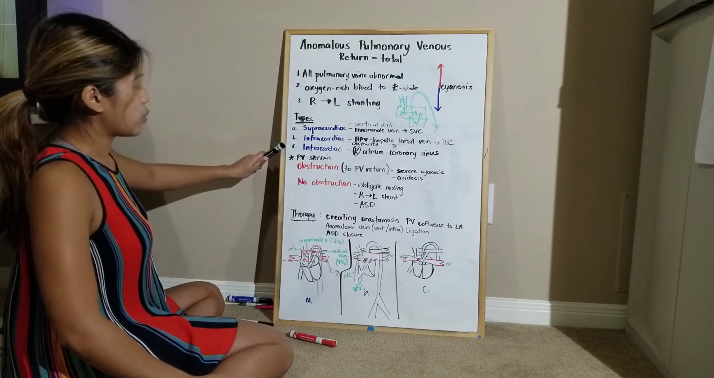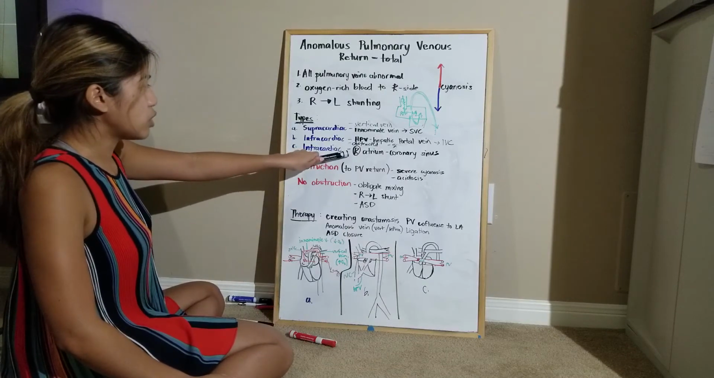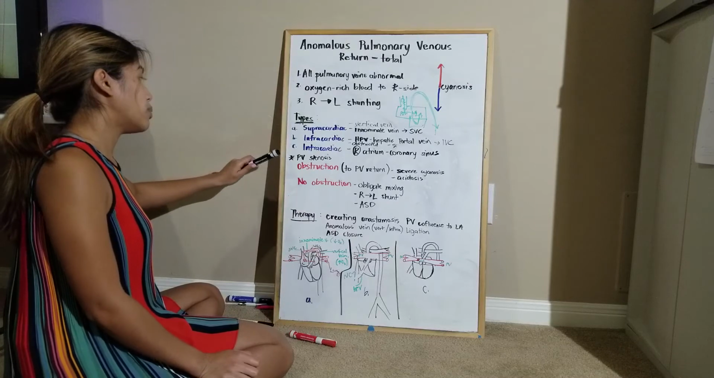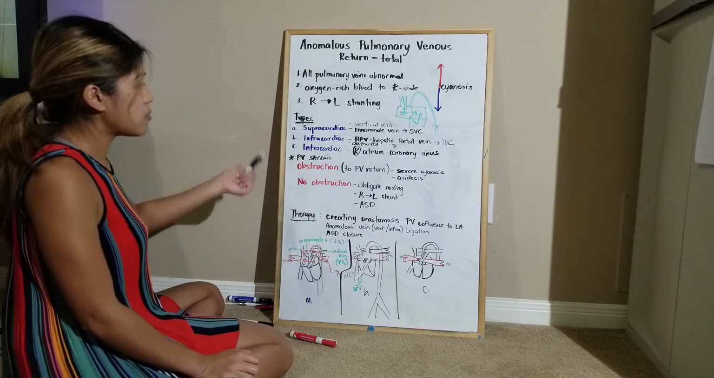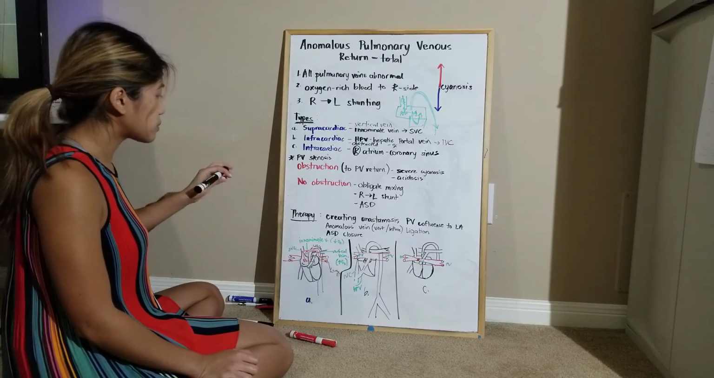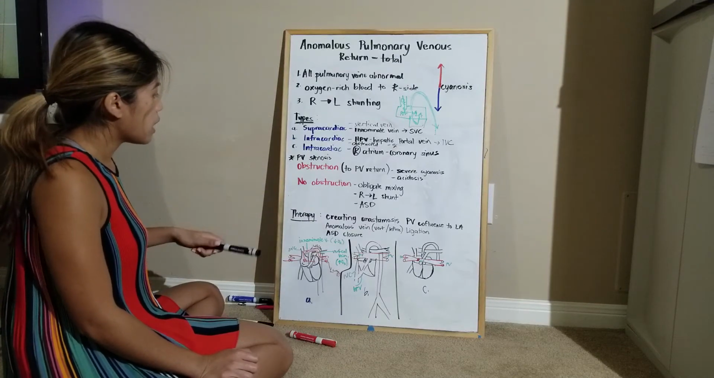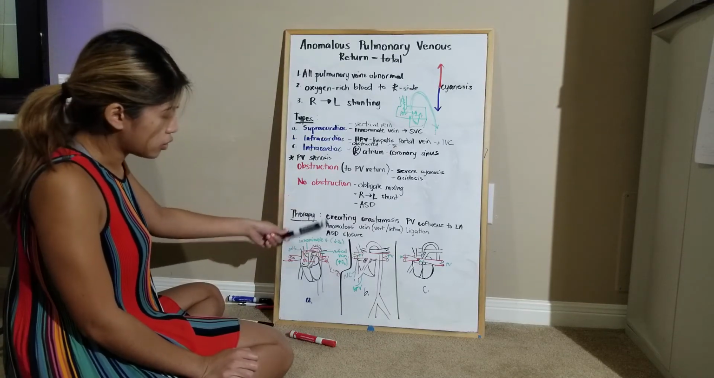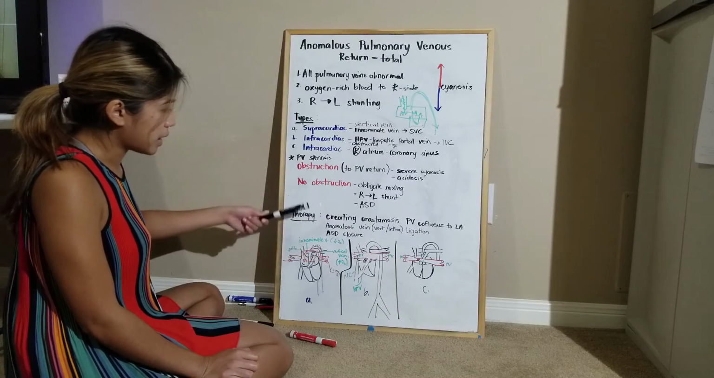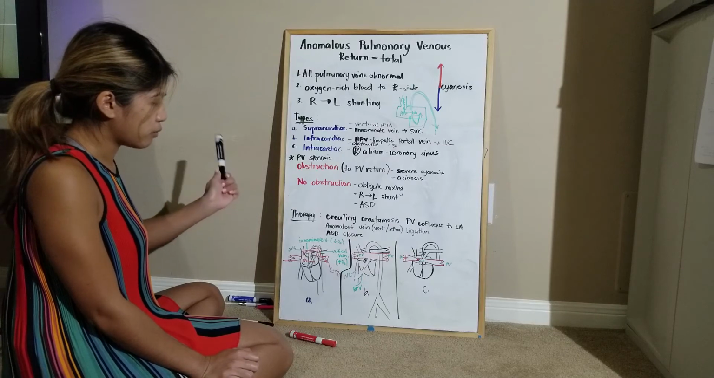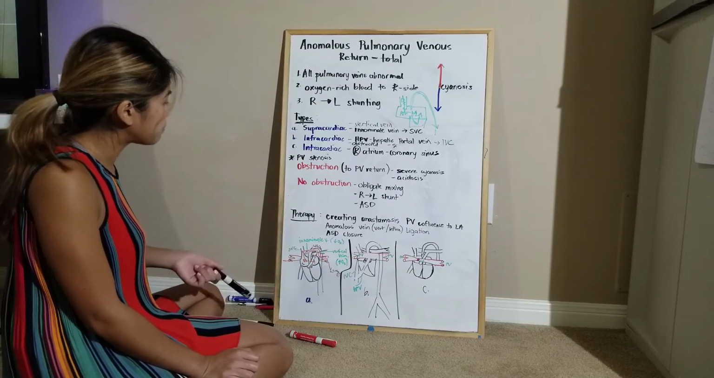Intracardiac is when it's connected to the right atrium via the coronary sinus. Like I said, pulmonary vein stenosis may be associated with this illness. There may be an obstruction, there may not be an obstruction. Therapy, all surgery: closure of the ASD, ligation of the anomalous vein, and creating an anastomosis to put the circulation back to the left atrium.